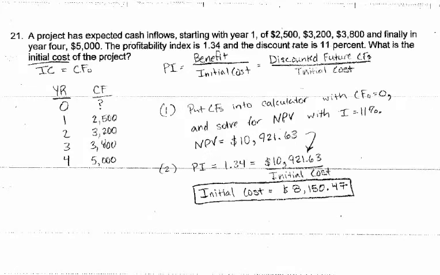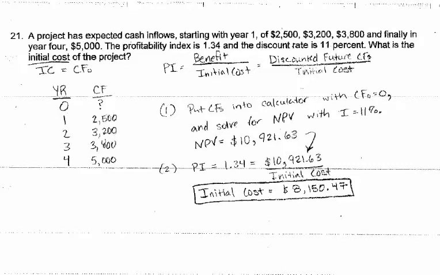A project has expected cash inflows starting with year 1 of $2,500, $3,200, $3,800, and finally in year 4, $5,000. The profitability index is 1.34 and the discount rate is 11%. What is the initial cost of the project?